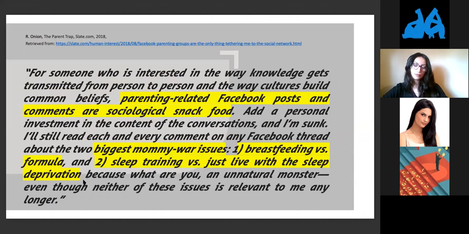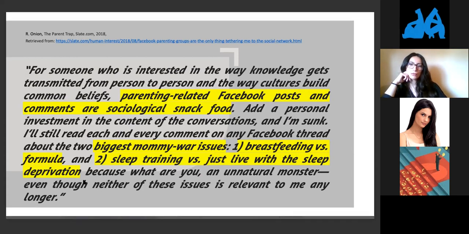The parenting related Facebook posts and comments are sociological snack food for someone interested in such themes. And she also points out two mommy war issues, the two most polarized conversations online: the debate between breastfeeding and formula feeding, and sleep training and not using sleep training techniques.